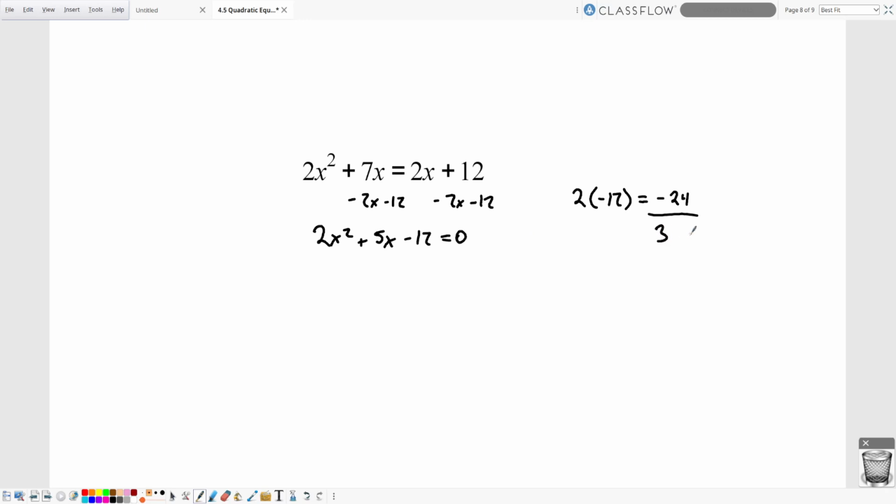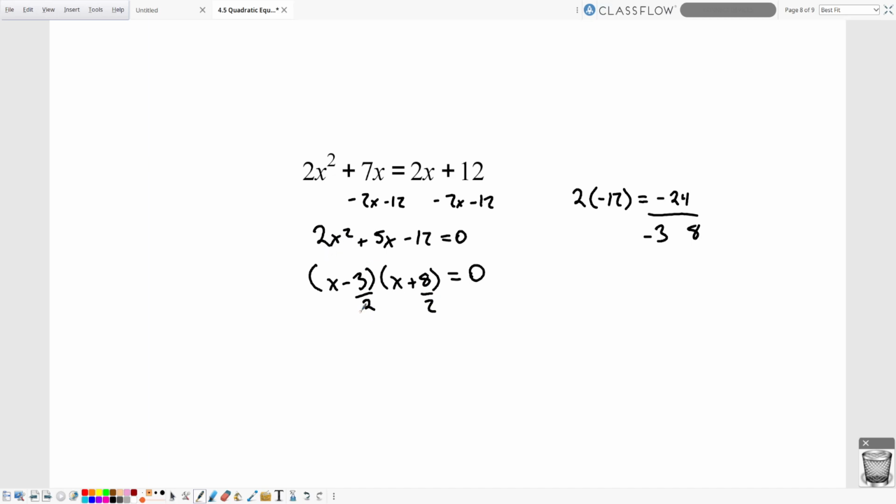Well, 3 times 8 gives you 24. One of them needs to be negative to get a negative 24. I need a positive 5. So if I make it a negative 3 and a positive 8, multiplies to give me negative 24. Adds to give me a positive 5, so negative 3 and 8 are my numbers. So x minus 3, x plus 8 is equal to 0. It's a case 2, so don't forget to set up your fractions with your a value.